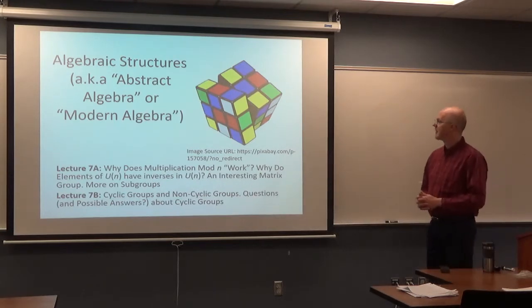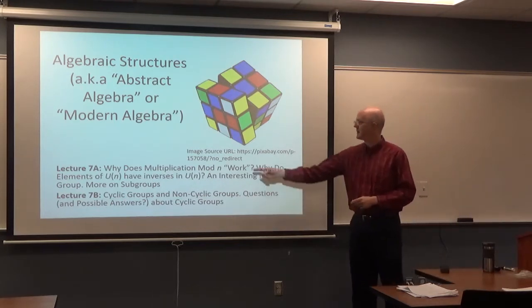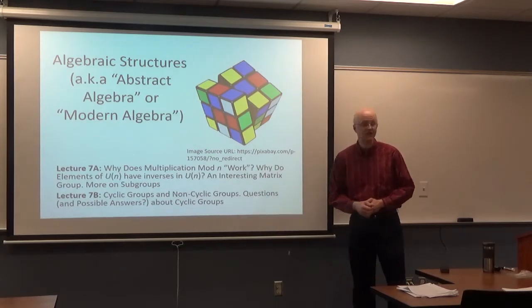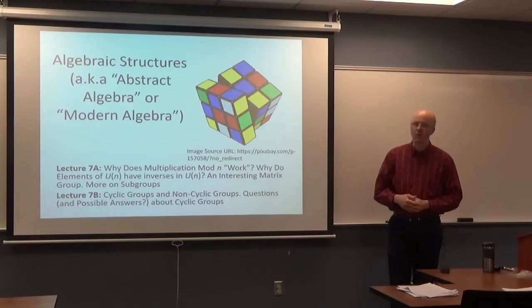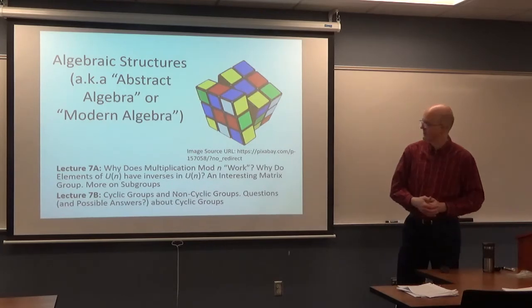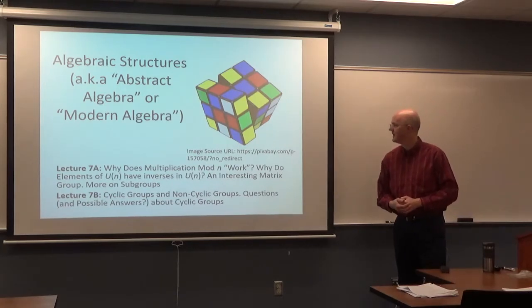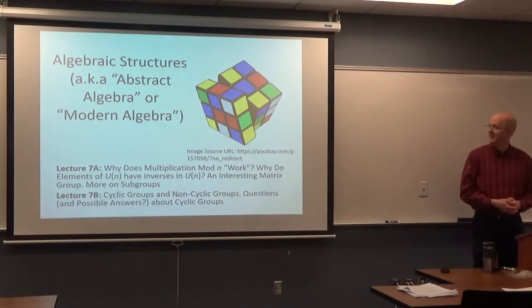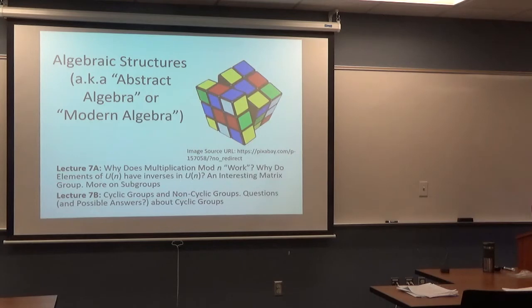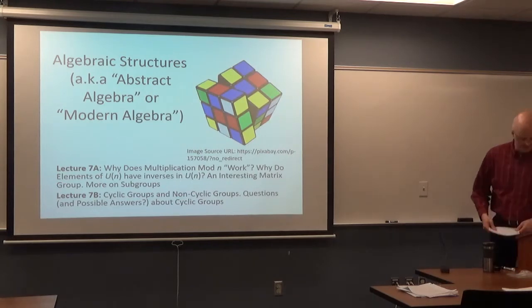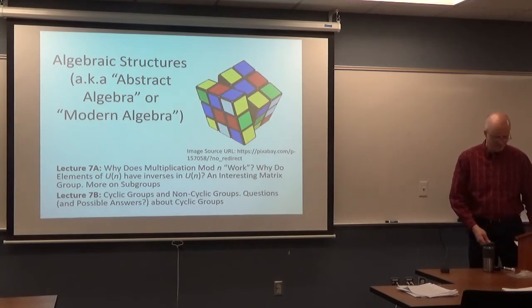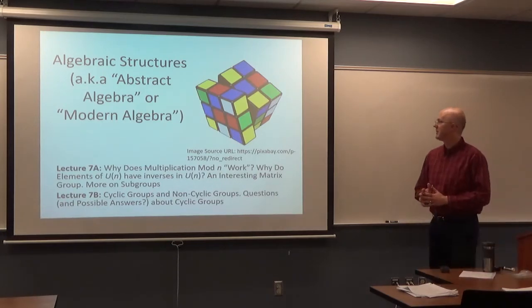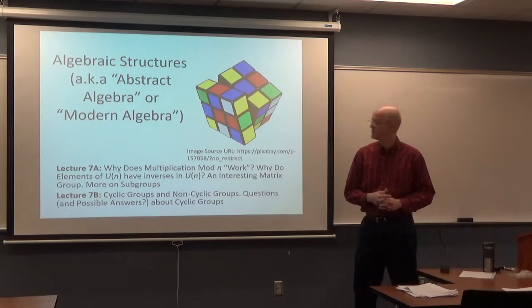Plan for today. Last time we looked at why does addition mod n work. This time we're going to look at why does multiplication mod n work, so to speak. You know, why can you always mod wherever you want to, essentially, is what I mean there. Related to that, why do elements in UN have inverses in UN? Let's see if we can figure that out. And look at an interesting matrix group and talk more about subgroups.